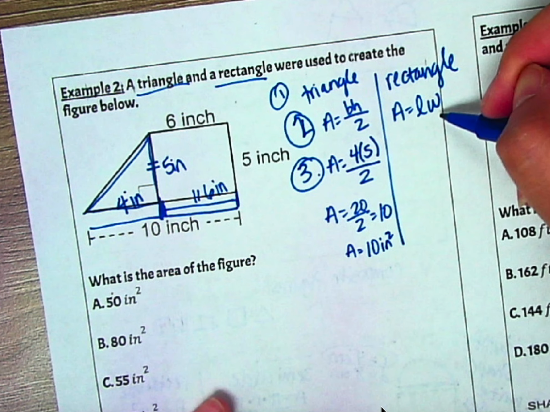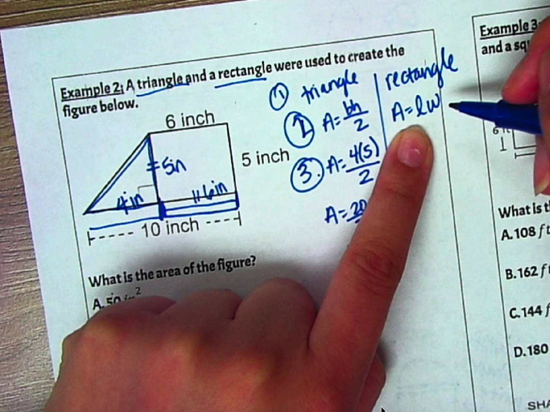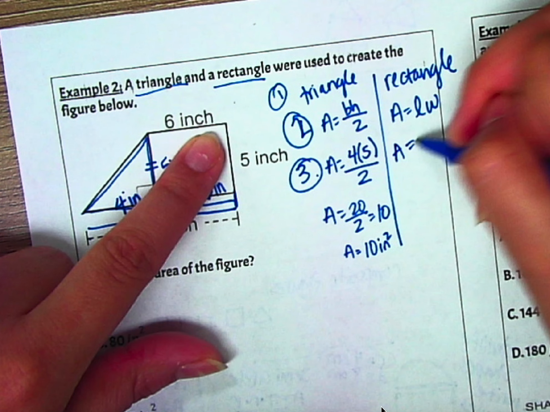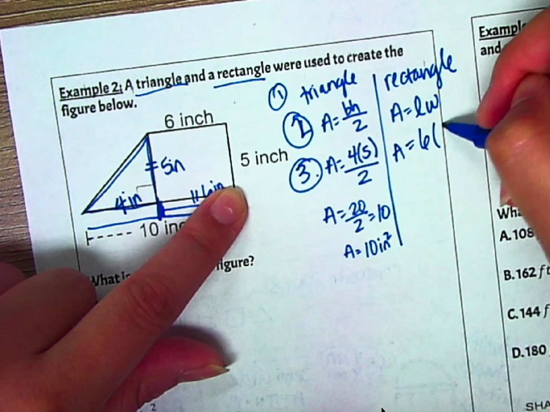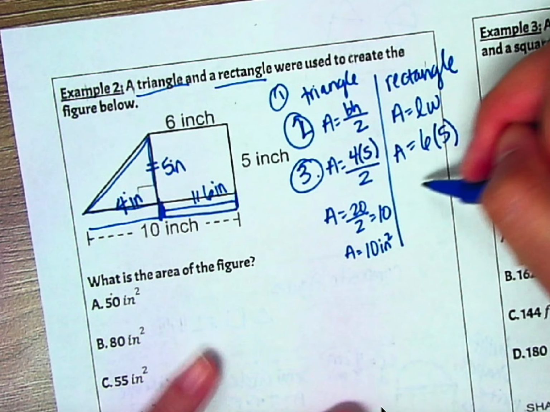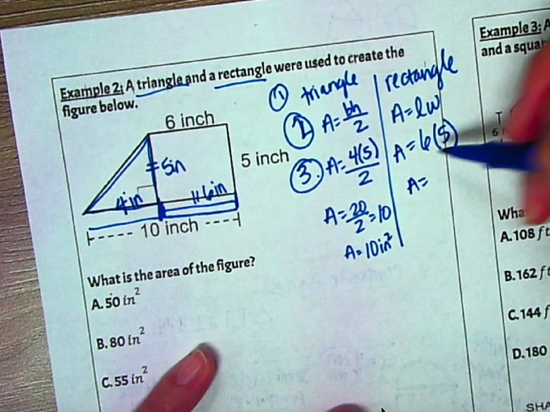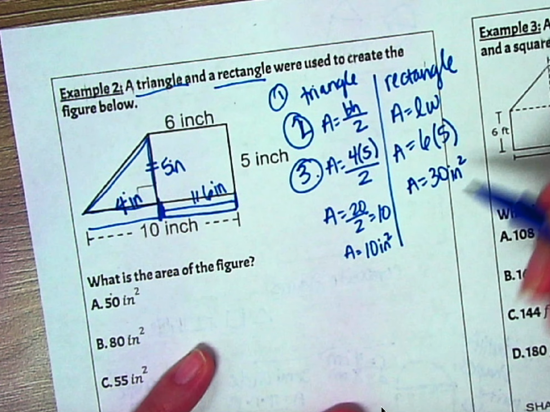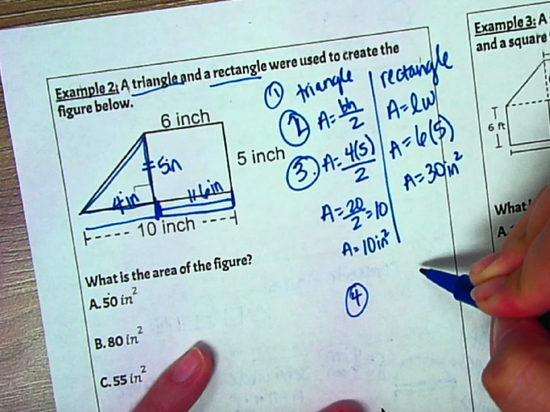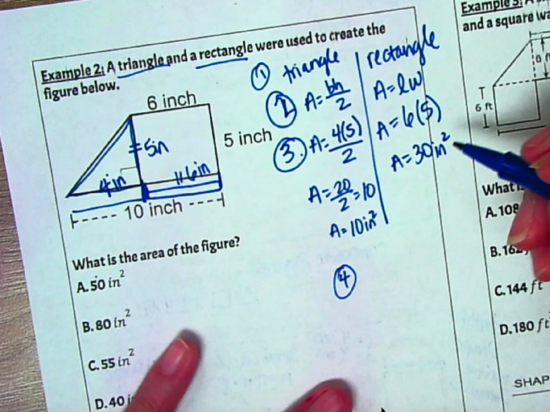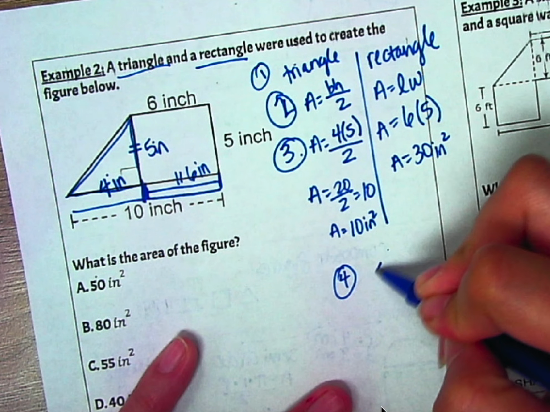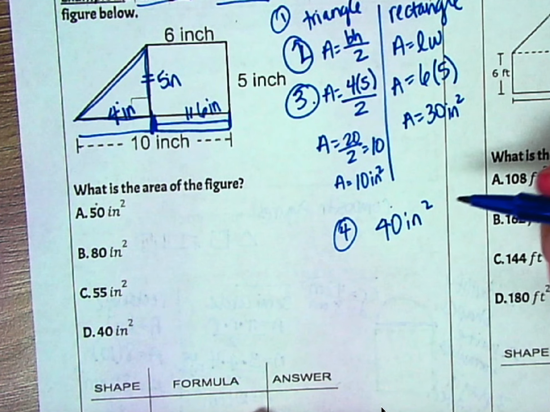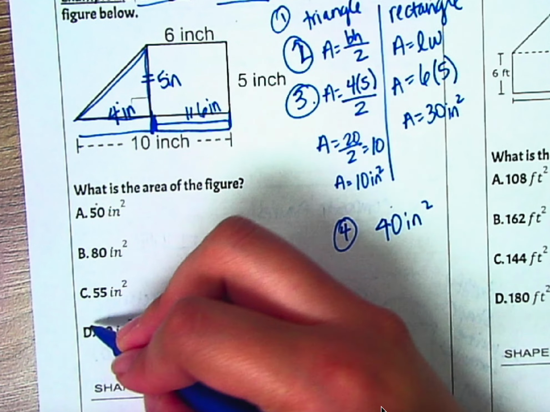Now I'm going to finish my rectangle side. I just need the length and the width. The length, I'm going to plug in 6, and the width is going to be 5. So now I'm going to solve. 6 times 5 is 30. 30 inches squared. Okay, now I'm going to move on to step 4. Step 4 is to add all the areas. So 30 plus 10 is going to give me 40 inches squared. So what answer choice is that? It's going to be D.